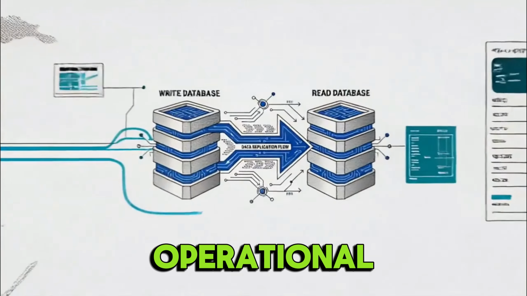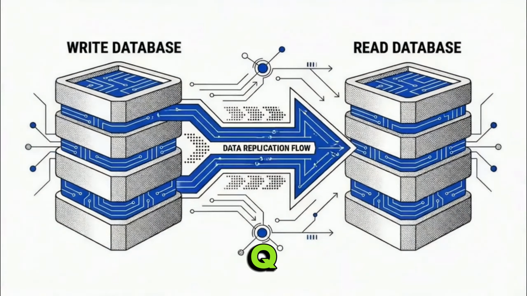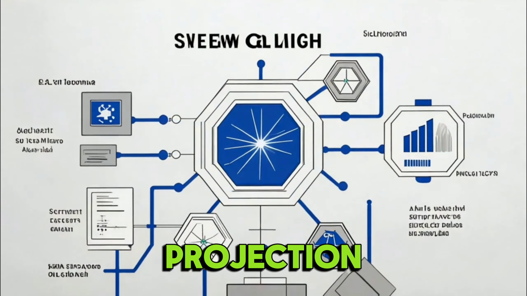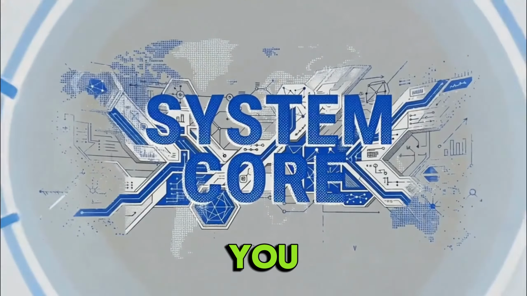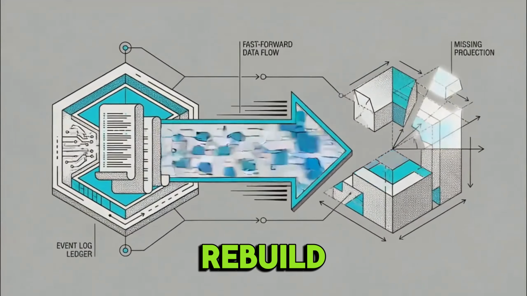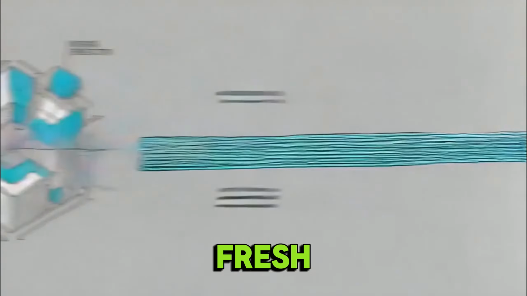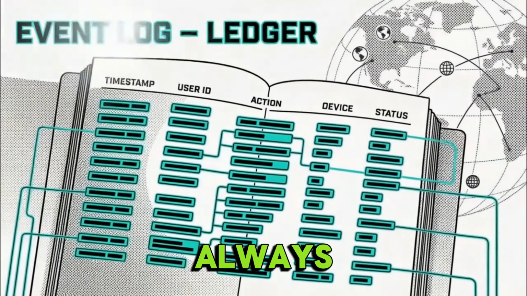And here is the operational superpower of CQRS event sourcing working together. If your read projection gets corrupted, or if you want to rebuild it in a new data format, you do not need a backup restore. You replay the event log from the beginning and rebuild the projection completely fresh. The source of truth is always the event log.